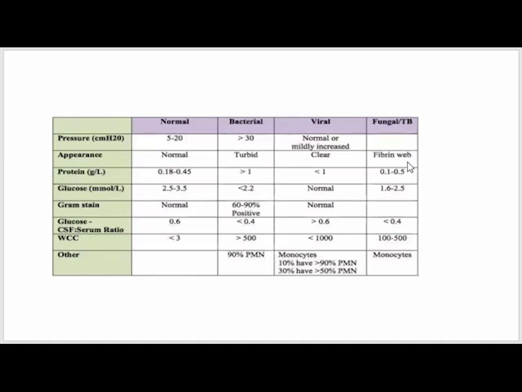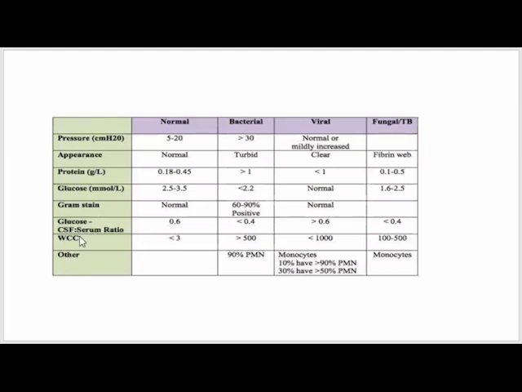Glucose, normal 2.5 to 3.5 or to 4. In bacteria, it is less than 2.2. That is less than 50%. In viral, to be normal, fungal or TB, 1.6 to 2.5. Gram stain. In bacterial, there is 90% positive. Viral, normal, fungi, nothing there.